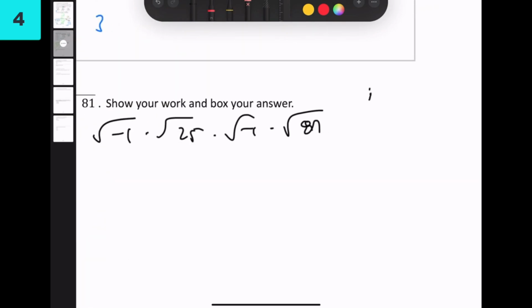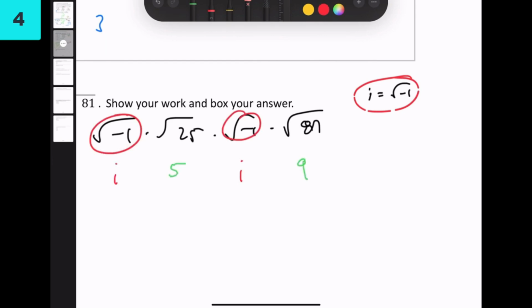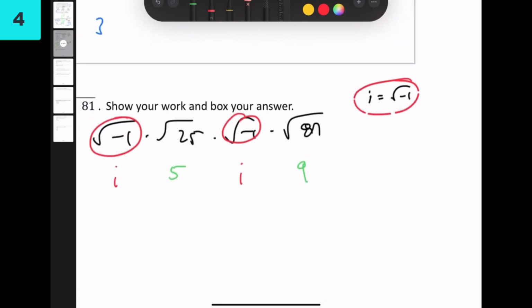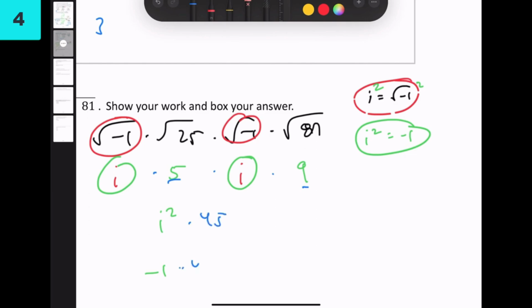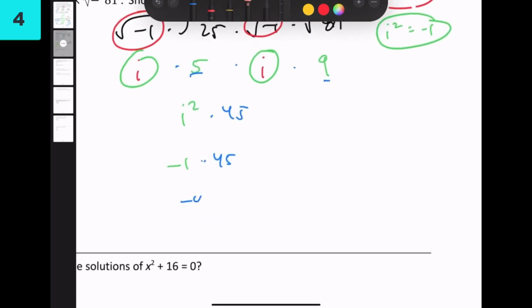A fact you need to know is i is equal to the square root of negative 1. So that's going to become here and here. Square root of 25 is 5, square root of 81 is 9. And then if you square this, you get i squared equals negative 1. So i times i is i squared, and i squared is negative 1. 5 times 9 is 45. So your answer is going to be negative 45.